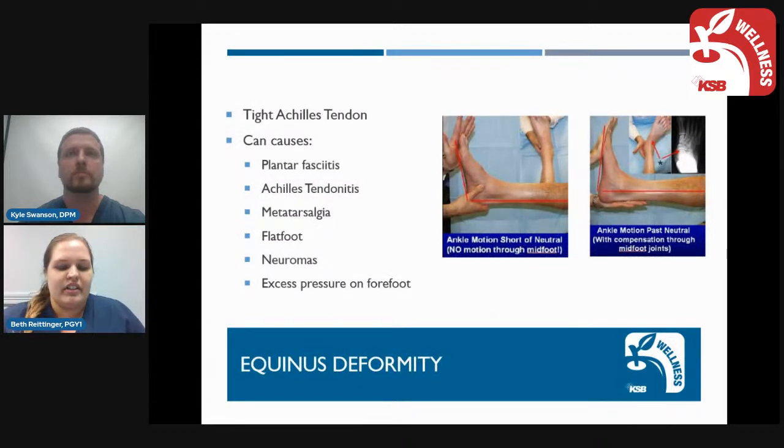Another deformity called equinus deformity comes from the word equine, which is a horse's hoof. It's caused by your Achilles tendon being too tight. This can also cause plantar fasciitis. It can cause Achilles tendonitis. It can cause metatarsalgia, which we'll talk about in a few moments, as well as flat foot, neuromas, and increased pressure on the front of your foot as well.